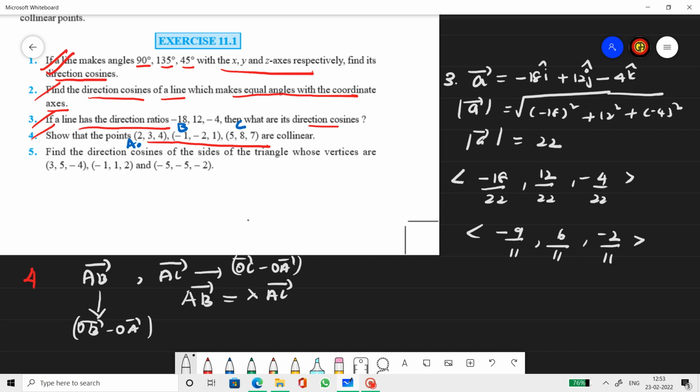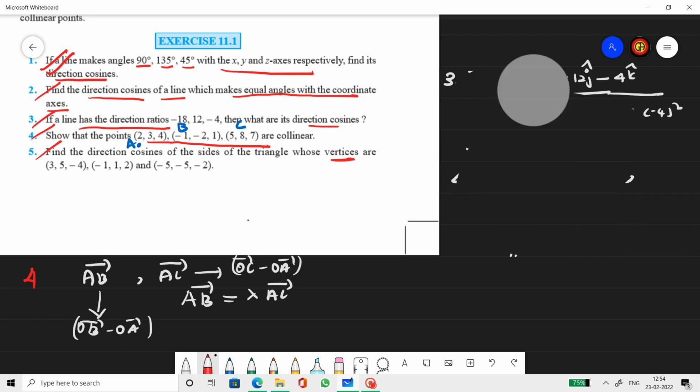Now the fifth one. Find the direction cosines of the sides of the triangle whose vertices are given. Whenever you get a question like this, read it carefully. Sometimes they will give you the sides, sometimes the vertices, sometimes the side vectors. So it's very important to read the question slowly and carefully.